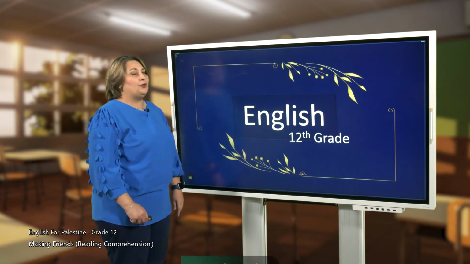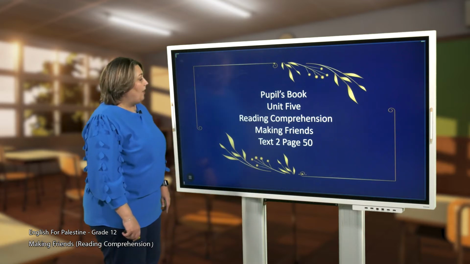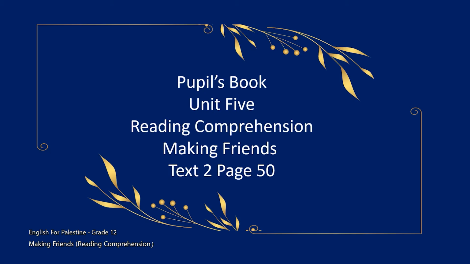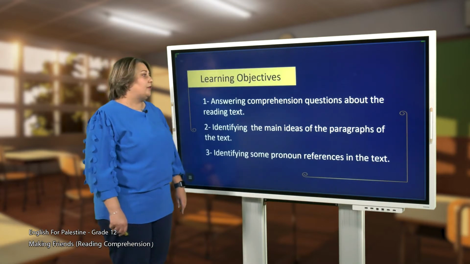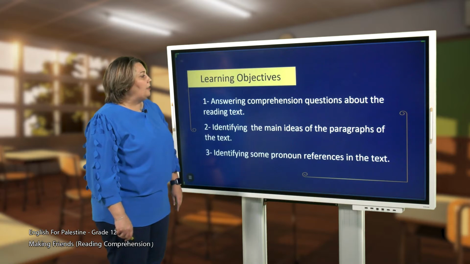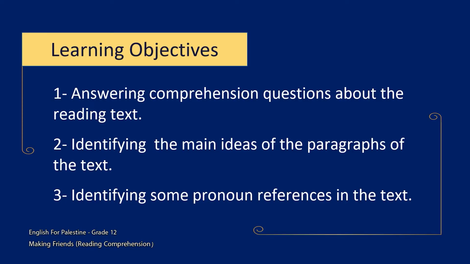Today we are going to talk about Unit 5, Reading Comprehension, Making Friends, Text 2, page 50. But first, as usual, we are going to look at the learning objectives. Number 1, answering comprehension questions about the reading text. Number 2, identifying the main ideas of the paragraphs of the text. And finally, number 3, identifying some pronoun references in the text.